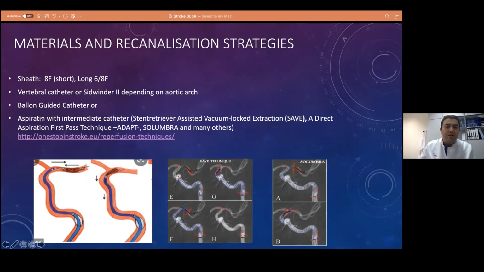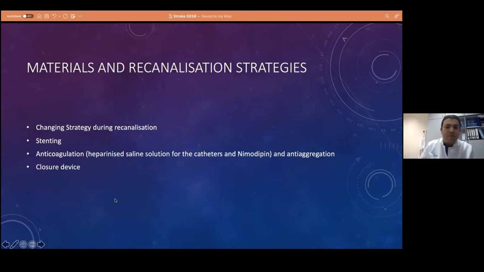A very interesting internet site is One Stop Stroke. You can find these explanations and maybe some videos. And you have to be very flexible when doing this thrombectomy. You have to be able to change your strategy during the recanalization, and you have to consider intracranial stenting or stenting of the internal carotid at origin if it's necessary.